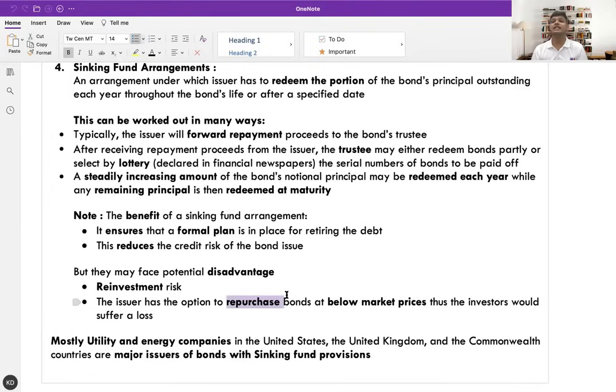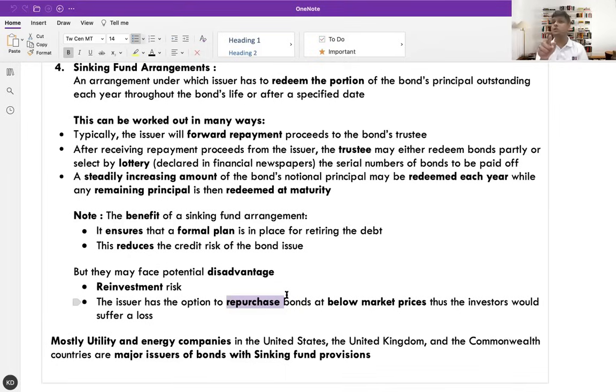Especially these bonds are repaid, they are called back at a fixed price. They generally have a call provision here. A call provision, I'll discuss what is a call provision, by which they tell you that we will not pay you more than par. So that's a disadvantage to the investors. Got it? So reinvestment risk and price risk are the two risks that the bondholders face in case of a sinking fund. But if you look from the overall perspective, it's a good structure.